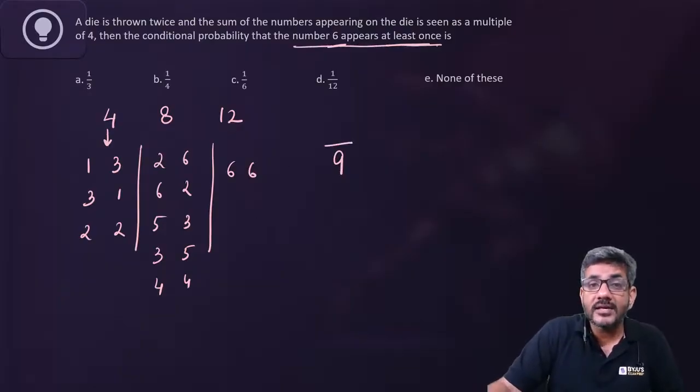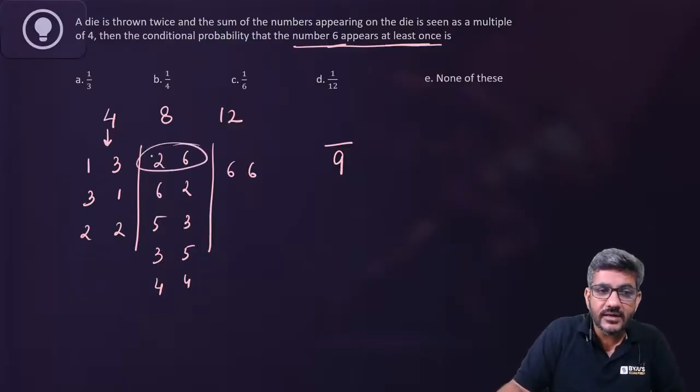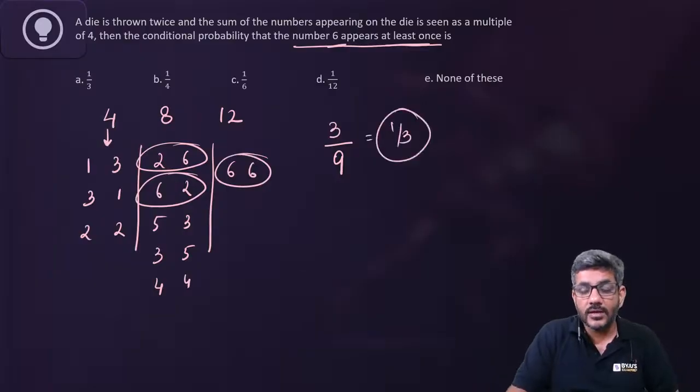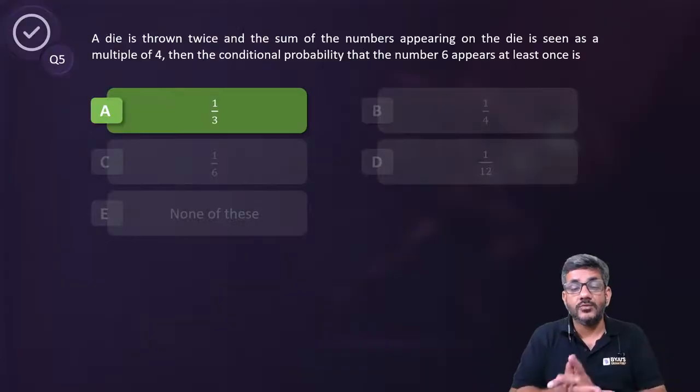Number 6 appears at least once. In how many cases 6 appears at least once? Here it appears once, here it appears once, here it appears twice. So there are 3 cases when it appears at least once. My answer is 3 by 9 or 1 by 3. That's it. That's the correct answer for this question, which is option A, that is 1 by 3.